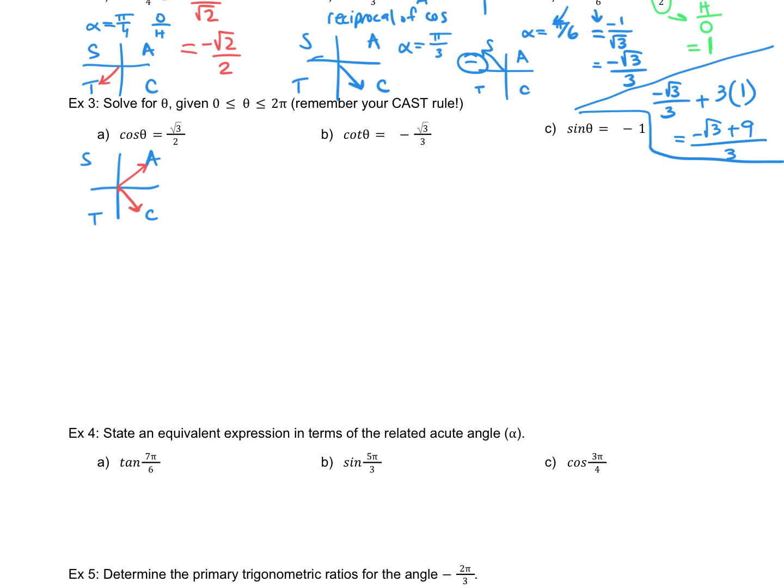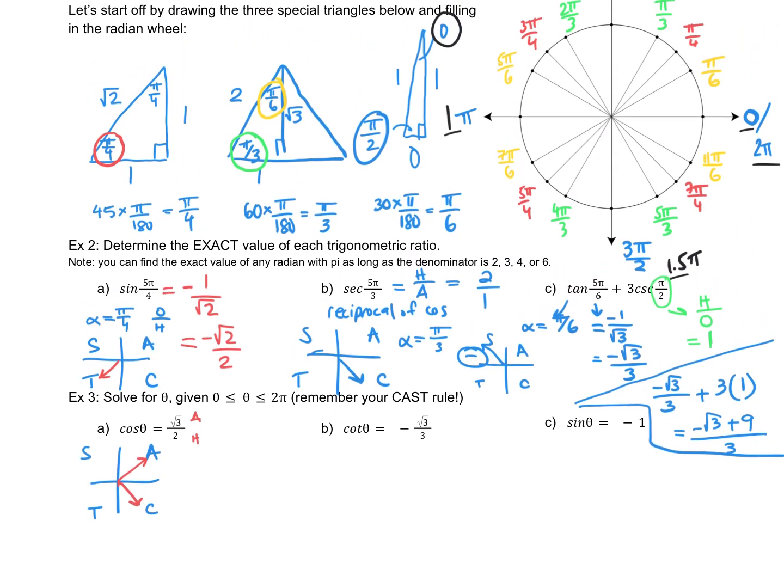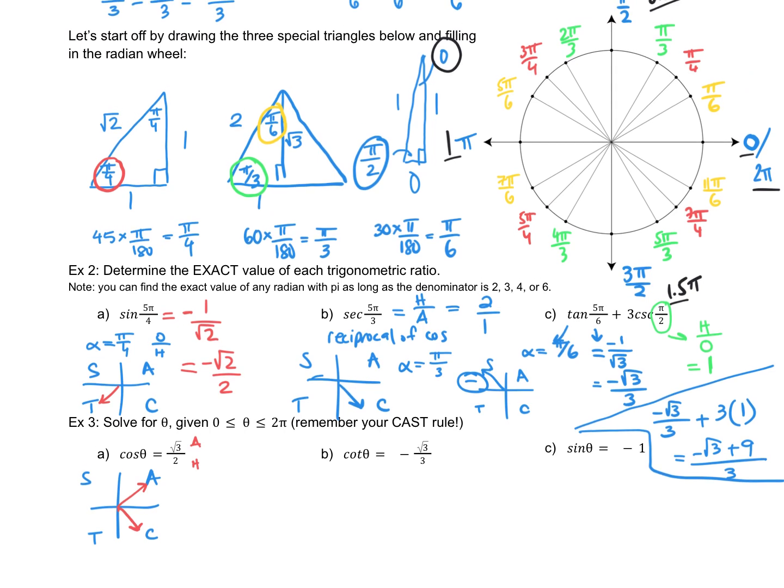Now I just need to figure out my alpha. So I need my adjacent to be root 3 and my hypotenuse to be 2. So I'm going to look at my special triangles and I see a root 3 here, and I see my hypotenuse of 2 here. I just have to ask myself, who is adjacent? Is root 3 adjacent to pi over 6 or pi over 3? And the answer is pi over 6 because root 3 is right beside it. So that is going to be our alpha, pi over 6.